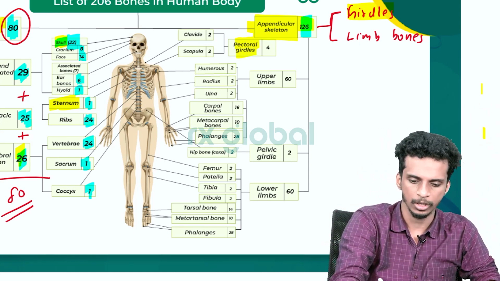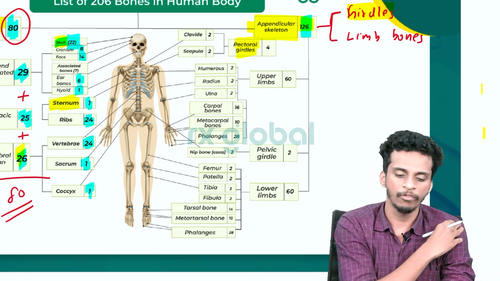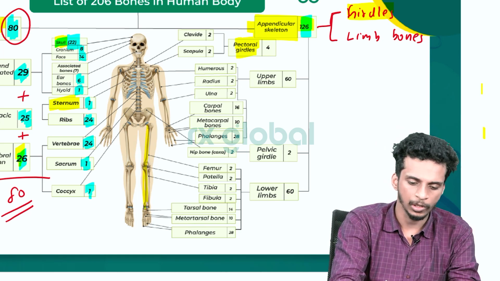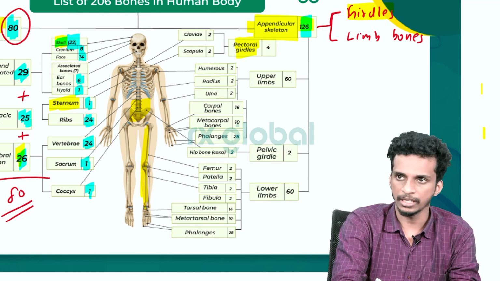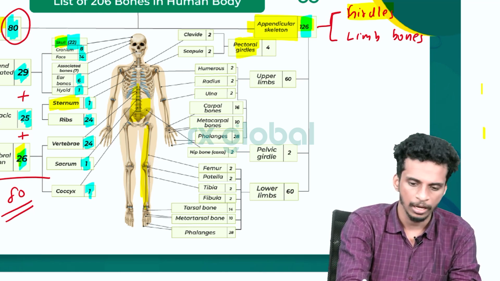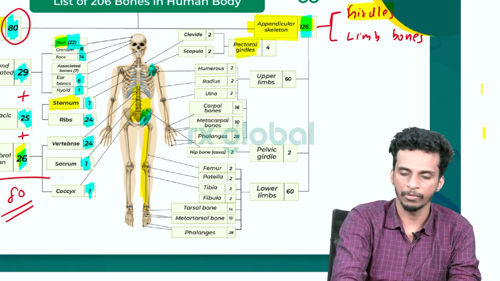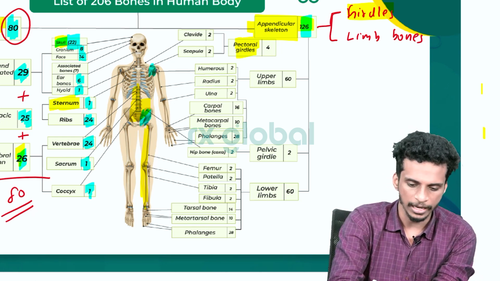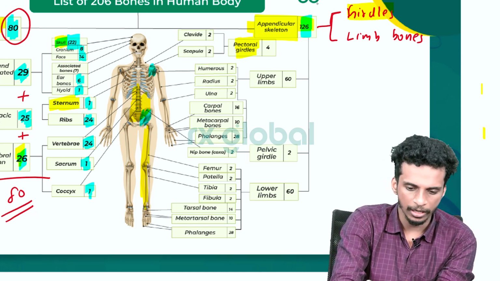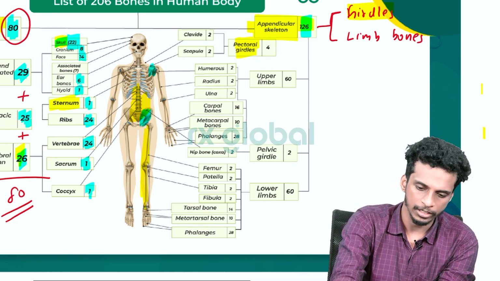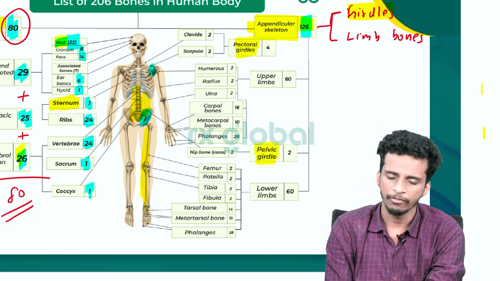The connection of the axial skeleton to the appendicular skeleton at the shoulder joint is called the pectoral girdle. Now where else do we need a connection? This is our lower limb, the appendicular skeleton, and this is my axial skeleton. So here I need a connection again. The first connection was between the axial and the appendicular at the shoulder, called the pectoral girdle. The second connection is between the axial skeleton here and the appendicular skeleton here, and that connection is called the pelvic girdle. So we have a pectoral girdle and a pelvic girdle.